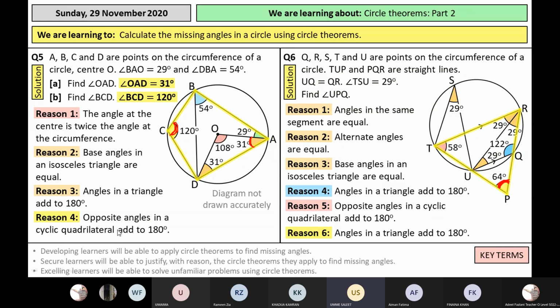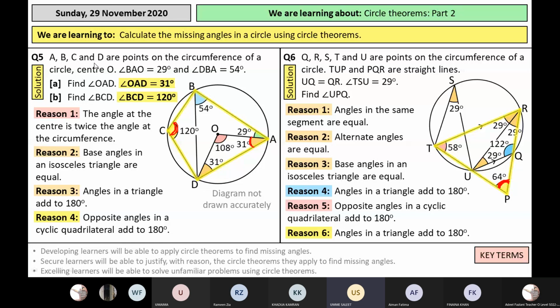You cannot do 180 minus 29 here because of the cyclic quadrilateral. You are applying it in one. First of all, identify where you are locating the cyclic quadrilateral. Tell me with respect to the letters. Which letters are you saying form the cyclic quadrilateral, S or T? You are saying S or T is a cyclic quadrilateral? How come?